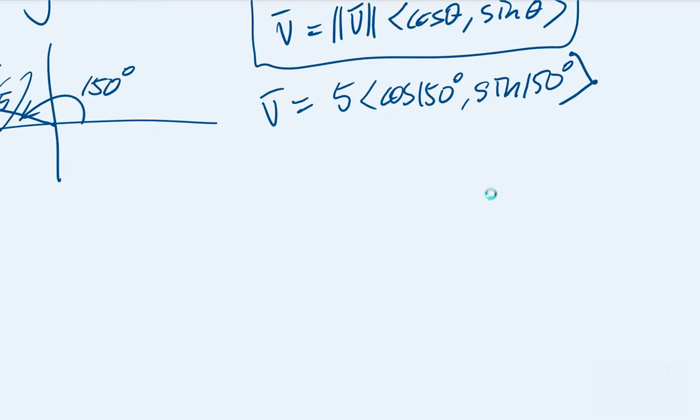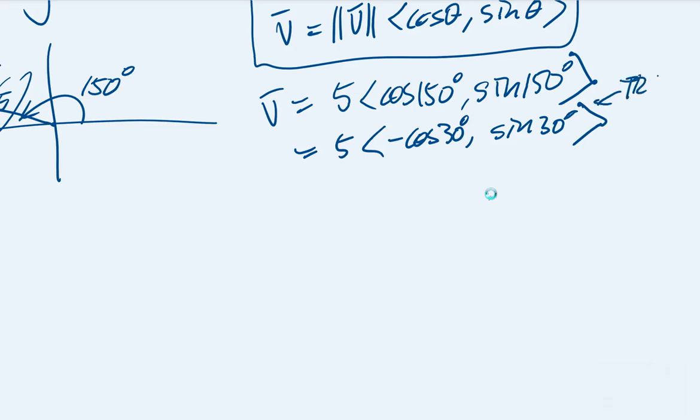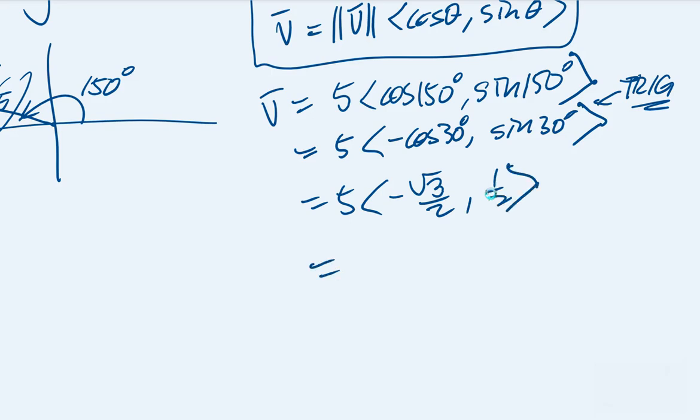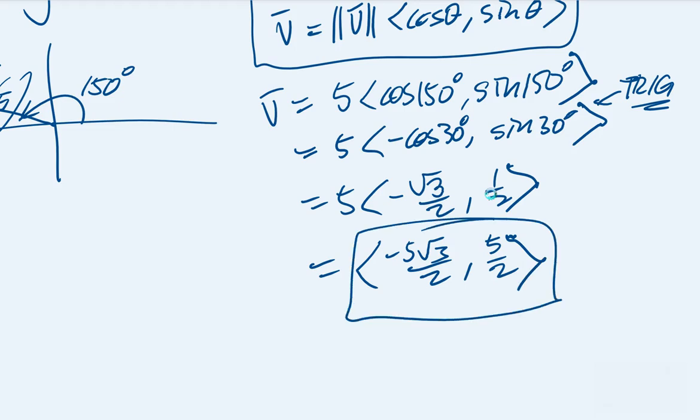All right. So the cosine of 150 is the negative cosine of 30 using reference angles, and this is the sine of 30 using reference angles. Go back to trig for that if you want, or just ask me in office hours or the question and answer session. So this is 5 times (cosine of 30 is root 3 over 2, and the sine of 30 is 1/2). So your vector is (negative 5 root 3 over 2, comma, 5/2). And that's your vector. And that vector will end at the point (negative 5 root 3 over 2, comma, 5/2).